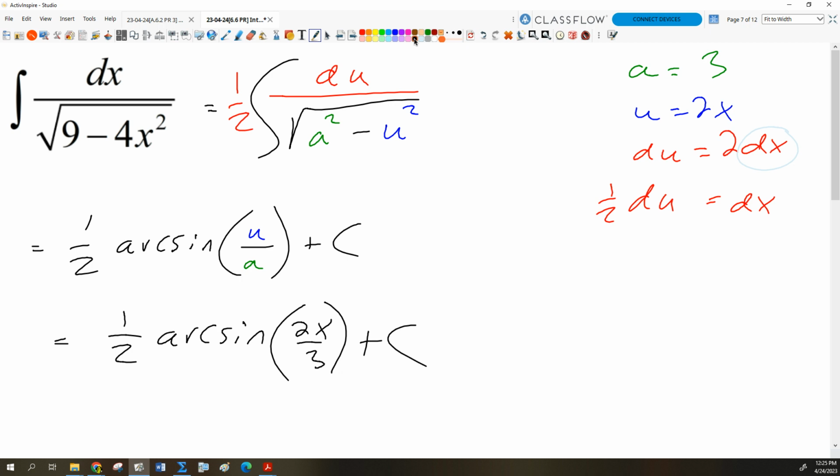Okay. Question? Well, because this has to fit the form a squared minus u squared, and 4x squared is the same thing as the quantity 2x squared. Right? So it's 3 squared minus the quantity 2x squared. So a is 3 and u is 2x. Okay? Everybody see that? I gave you one like that to do, I'm sure. So you'll get a little practice with an inverse trig one.